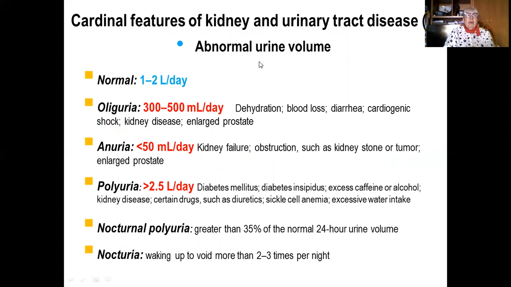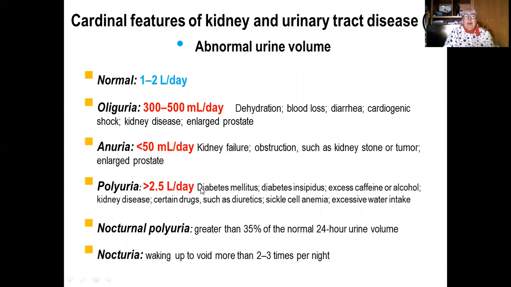So for the first, abnormal urine volume. Normal, as you see here, is 1 to 2 liters per day. When it is 500 milliliters per day or less, up to 300, it is due to dehydration, blood loss, diarrhea, and we name it oliguria. If less than 50 milliliters per day, it will be a sign of kidney failure or acute kidney injury, and it will be anuria. Then it will transform into stages of polyuria, more than 2.5 liters per day.